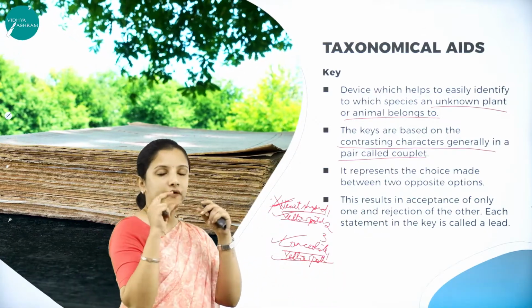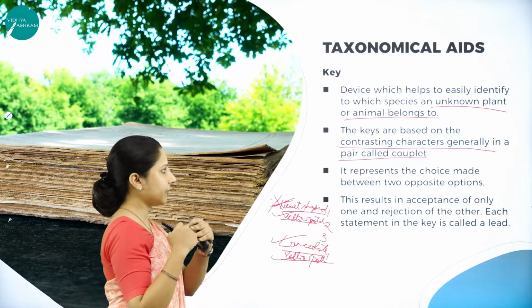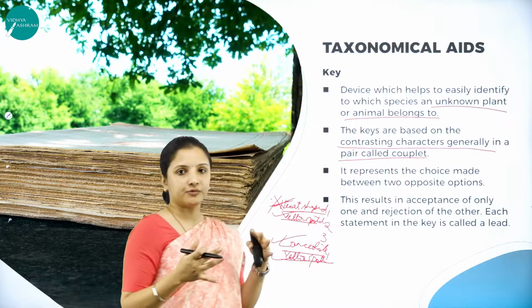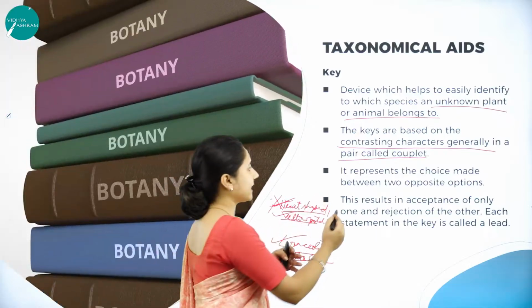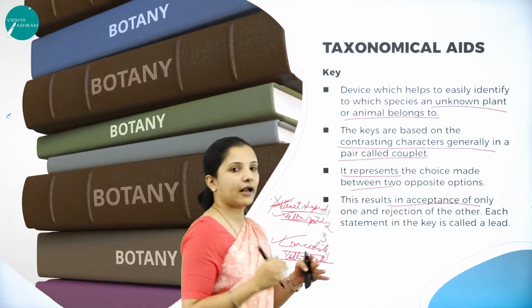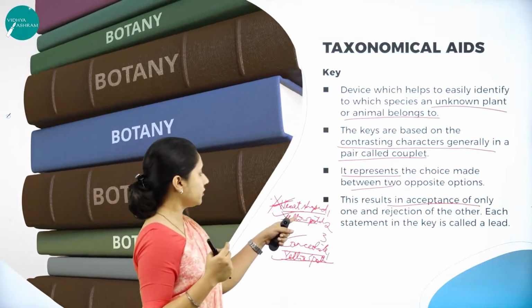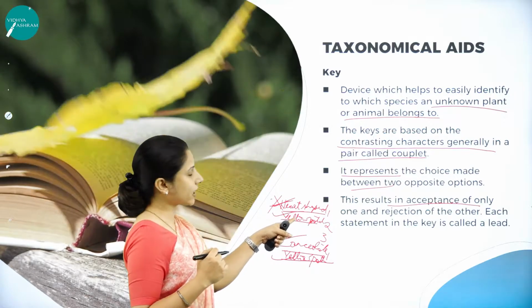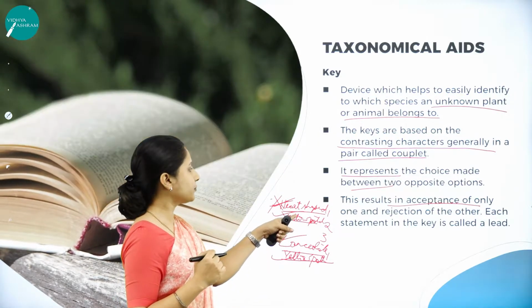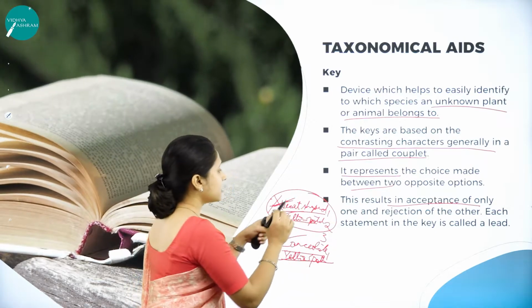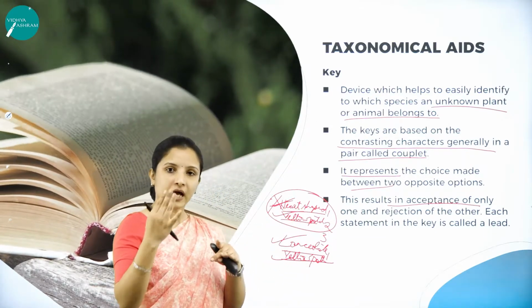Like that, the characters will always be in pairs. So it represents the choice made between two opposite options. So two opposite options you have to select here, and this results in the acceptance of only one and the rejection of the other. So you'll accept one and you'll reject the other. Though you can accept this, you can't put this point here because according to this particular pair, the leaf should be heart shaped and it should have a yellow patch.